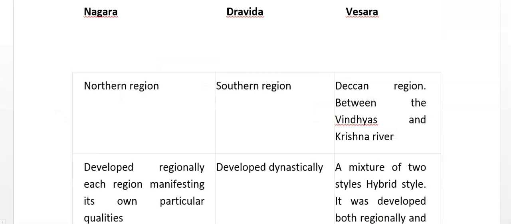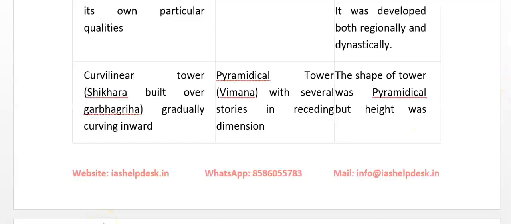And now let's see the comparison as a quick revision of our overall temple styles and architecture. The Nagara temple is found in the northern region, and the Dravidian style is found in the southern region. And then Vesara, which is a mixed blend of both Dravidian and Nagara styles, is found between the Vindhyas and the Krishna river. Then the difference is noticed in the form of the shikhar, which is built over the Garbhagriha, and generally it is curving inward. That is, it takes a curve-like shape, and in the Dravidian style, it has taken a pyramidal shape or a tower shape, and it is known as Vimana. And here several stories in receding dimension can be noticed.